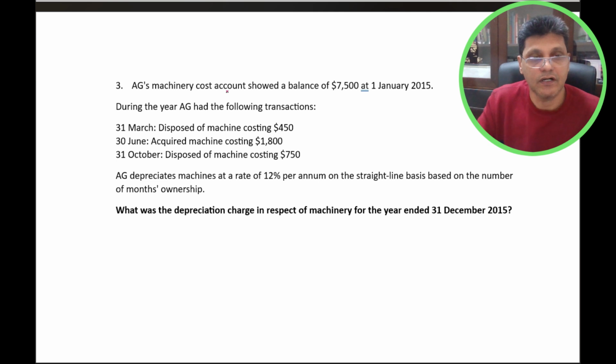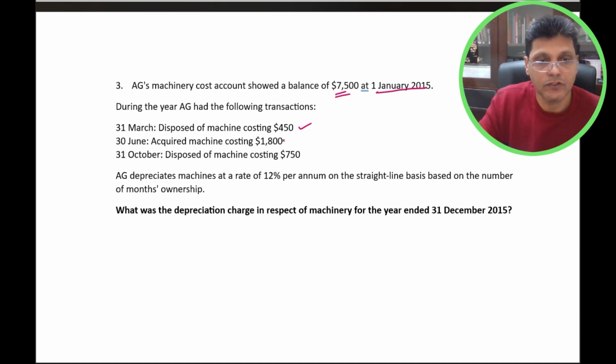AG's machinery cost account showed a balance of $7,500 at 1st January 2015. Okay, so this is the opening balance. During the year, AG had the following transactions. 31st March, disposed of machine costing 450. Then 30th June, acquired machine costing 1,800. 31st October, disposed of machine costing 750. AG depreciates machine at the rate of 12% per annum on the straight line basis based on the number of months ownership. What was the depreciation charge in respect of machinery for the year ended 31st December 2015?